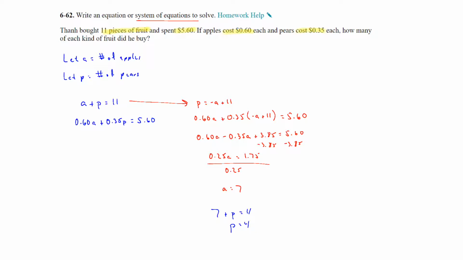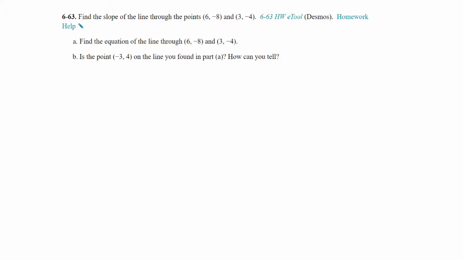So how many of each kind of fruit did he buy? He bought 7 apples and 4 pears, so make sure you answer that question, not just saying A equals 7 and P equals 4. So make sure, once again, you answer the question. Han bought 7 apples and 4 pears.